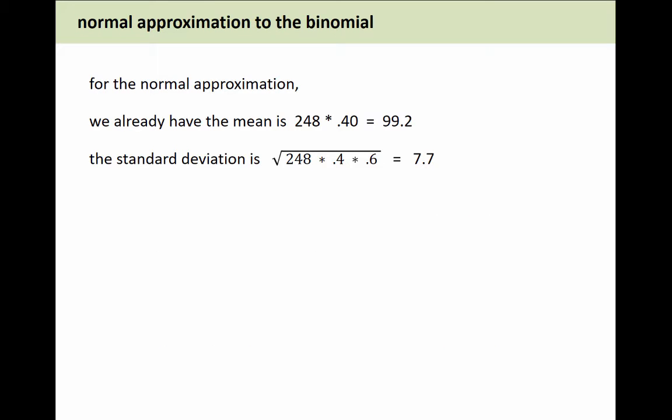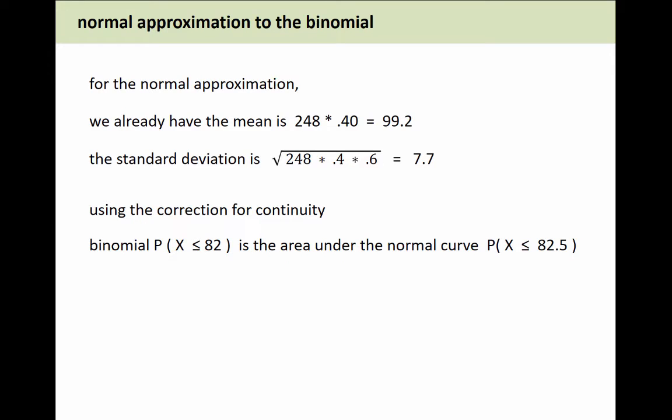Okay, we've got the mean for the count: 248 times 0.40, or 99.2. We need to get the standard deviation: the square root of 248 times 0.4 times 0.6, or about 7.7.